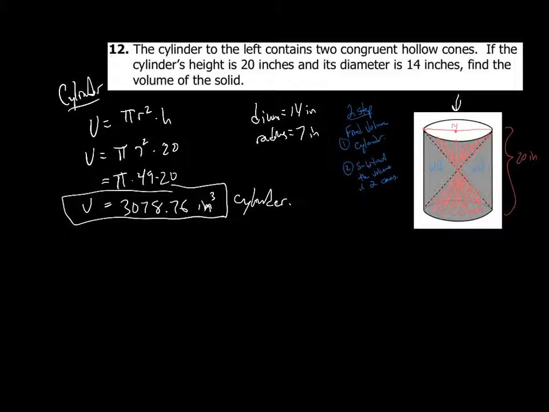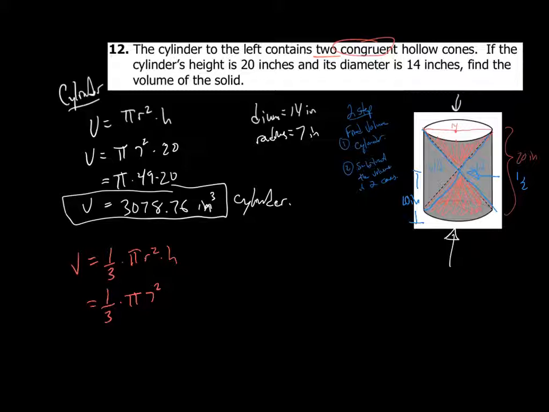Now we need one of the cones, and then we're just going to multiply it by 2 because it said that the cones were congruent, 2 congruent cones. Now these intersecting pieces are intersecting halfway. So it would be safe to make the assumption that the height of the cone is 10 inches. So volume of the cone is going to go like the following. 1/3 times pi r squared times the height, which is 1/3 times pi. The radius is still 7 squared times 10. That's one of the cones.